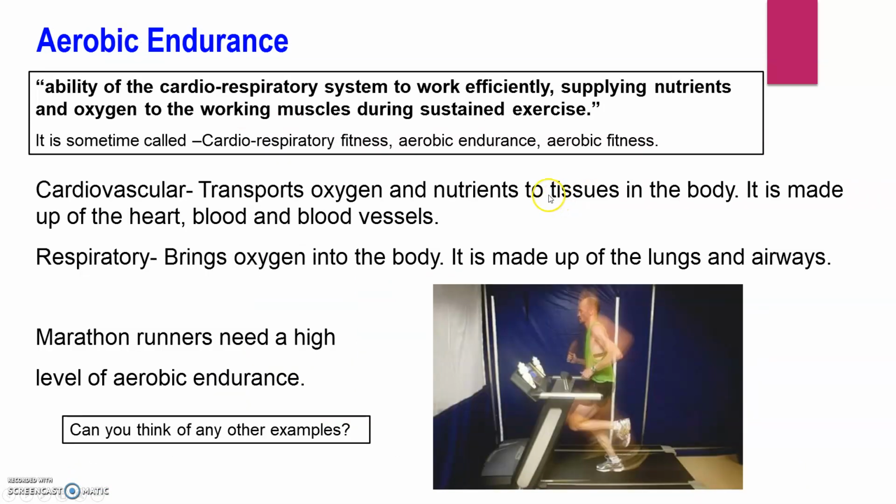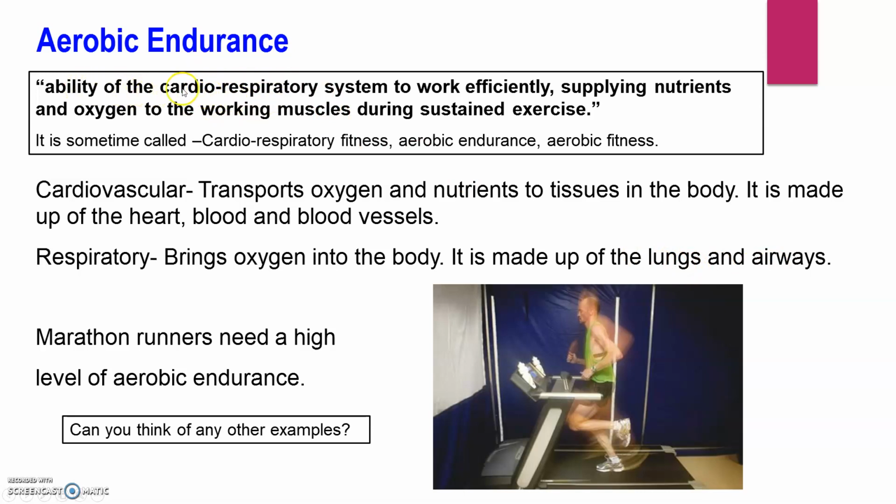Next one, aerobic endurance. Again, do not worry about all the information on here. All you need is this information in bold here. So the aerobic endurance is the ability of the cardiorespiratory system to work efficiently, supplying nutrients and oxygen to the working muscles during sustained exercise. The cardio here, so cardiovascular, literally refers to your heart, your blood and your blood vessels. So that is what the cardiovascular system is. Your respiratory system is basically your lungs and your airways, bringing oxygen into the lungs. Now together, they are known as your cardiorespiratory system.